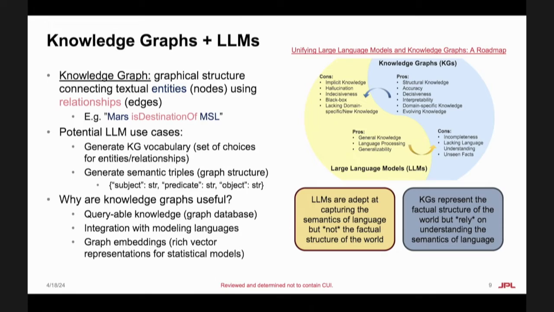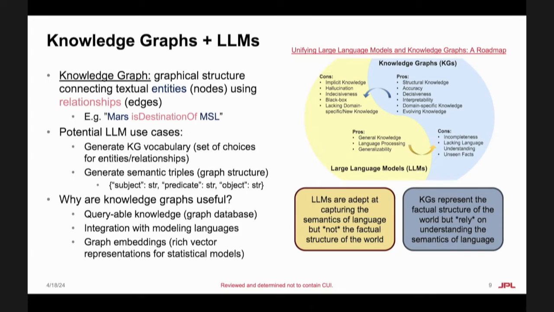So in this way, I should say the core unit of a knowledge graph structure is the idea of a semantic triple, whereby two textual entities are connected using a textual relationship. So in the example I give here, Mars is destination of MSL, MSL being a JPL mission to Mars. You can see that the two entities, Mars and MSL, have been connected by a textual relationship that is primarily characterized by the English language and its semantics.